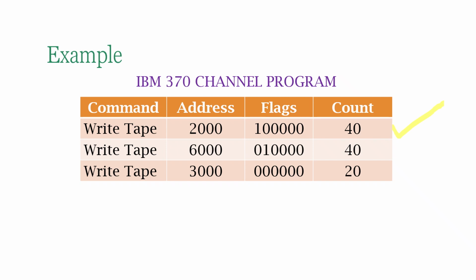The starting memory location is given as 6000, and the second flag bit is set as 1. That means it is a continuation of the previous one. Here we are supposed to read 40 bytes from the location 6000, and these two are combined and will be written on the magnetic tape, which forms one record. And third is again a write tape instruction. The starting address is given as 3000, and all the bits in the flag are 0. That means it is the end of the command. Here we are reading 20 bytes, and it will be written on the tape after leaving some gap we call an inter-record gap.